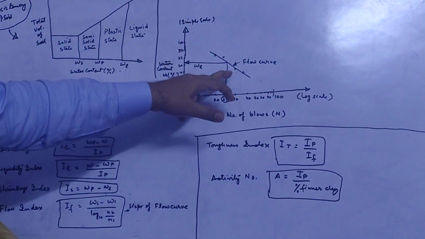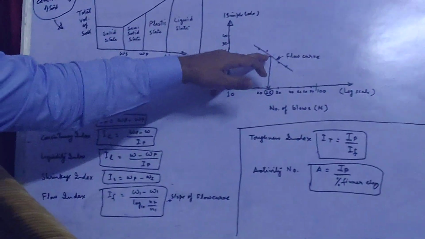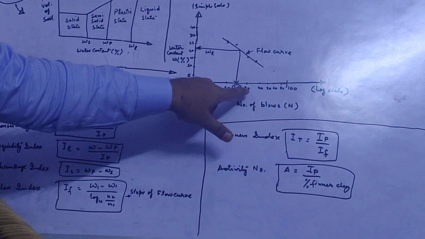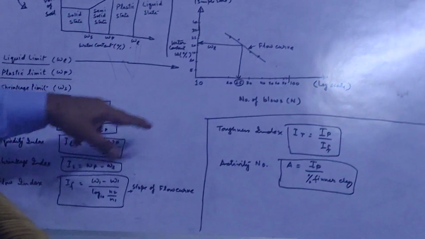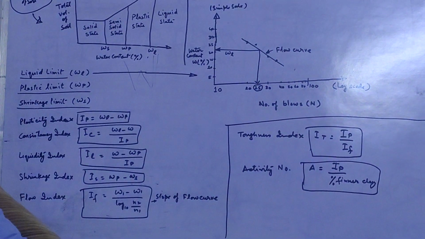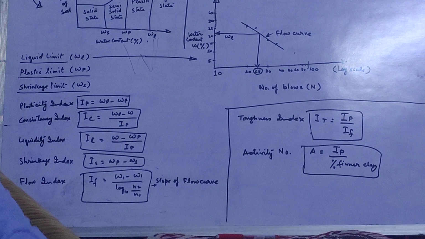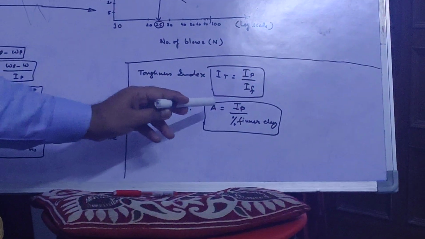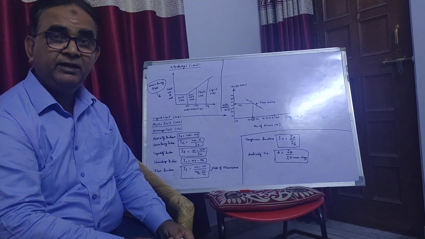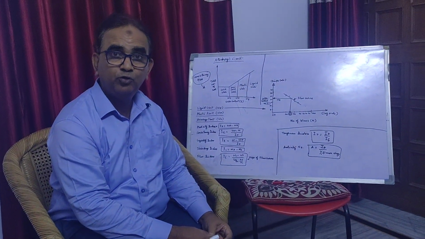Taking the slope means tangent theta of this flow curve is the flow index. It means if you take two readings on the y-axis and the corresponding readings on the x-axis, you can have the ratio of these two readings, that is tangent theta. This upon this is known as the flow index. Toughness index is the IP upon IF, and similarly activity number is the IP upon percent finer clay, meaning how much percent of soil is finer than the clay size particle, that is 0.002 millimeters.